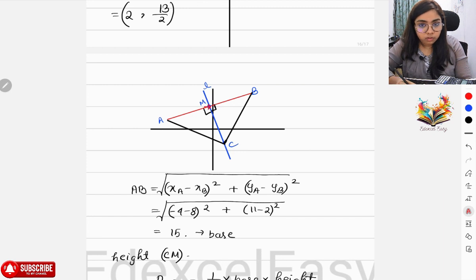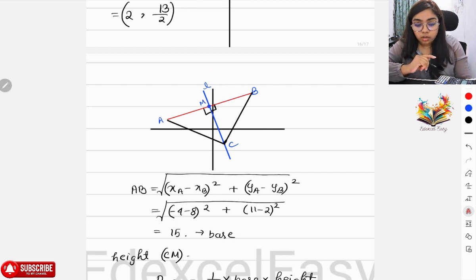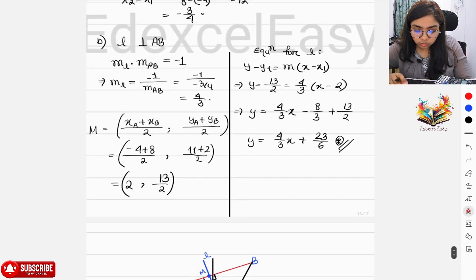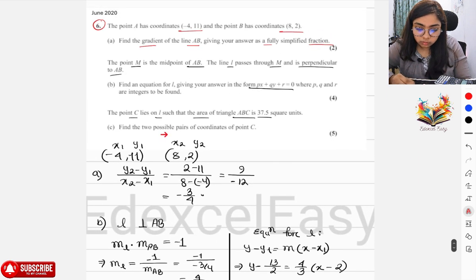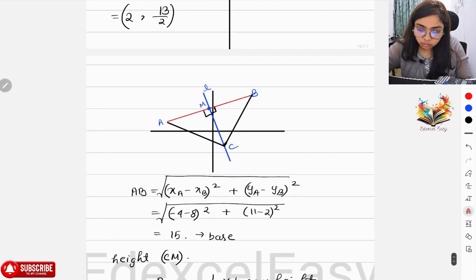As I have stated, C could be below M or above M, right? So if you go 5 units upward, that would be 11.5. So the two possible y coordinates for C would be 11.5 or 1.5. If I go back to the question, they also wanted to find out the two possible pairs of coordinates for C, because over here they haven't mentioned whether C would be in the positive or in the negative or wherever it could be. That means on your diagram also, it should be drawn on the axis.